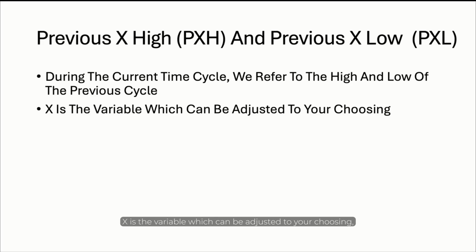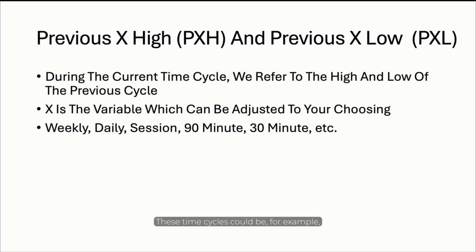X is the variable which can be adjusted to your choosing, meaning this is relative to your style of trading. When you're a swing trader, you pay attention to bigger time cycles. When you're an intraday trader, you pay attention to smaller time cycles. These time cycles could be, for example, weekly, daily, session, 90-minute, 30-minute cycles, etc. The cycle length is up to your choosing.